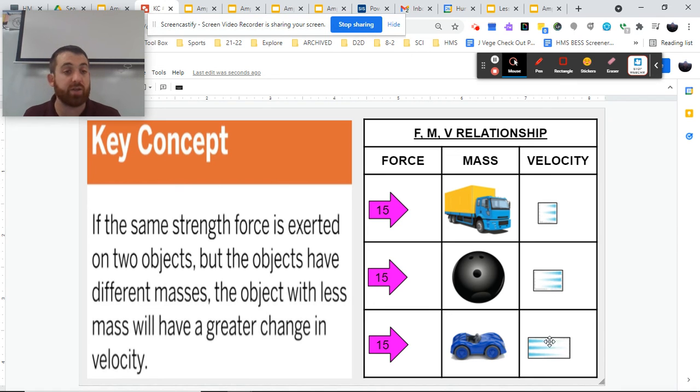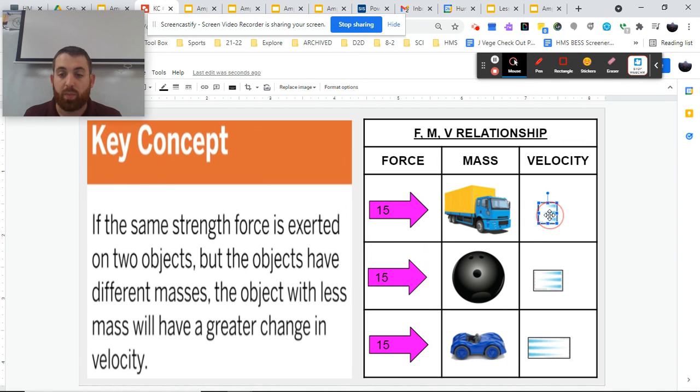Yes, the velocity change is smaller for all three, but we see the smallest with the high mass object, a medium with the medium mass object, and a big velocity change still compared to the other two with the smallest mass object, that toy car. So notice this relationship. As we change one thing, yes, the other will change as well. But if that mass is different, we're going to see that no matter what, if the same strength force is exerted on two or more objects and they have different masses, the object with less mass will have a greater change. The object with more mass will have a smaller change.